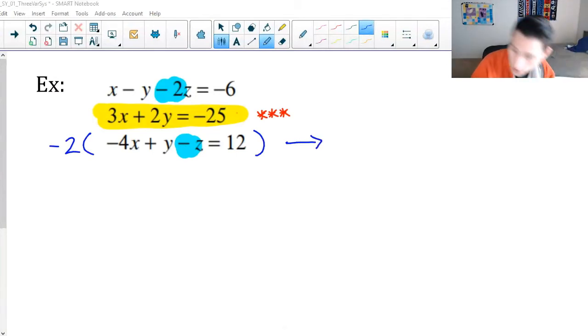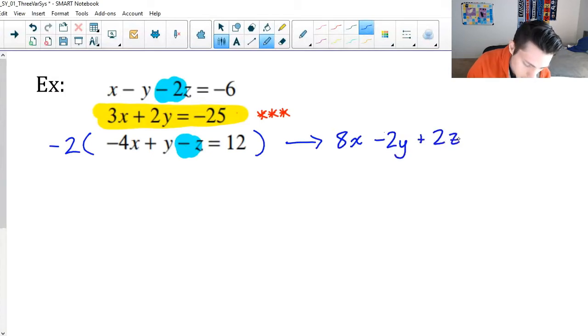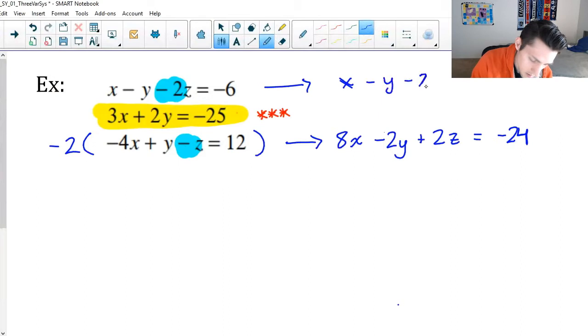So don't forget, you need to distribute that -2 to everything. So that would give me positive 8x minus 2y plus 2z equals -24. This first equation, I don't need to change anything. So I'll just copy it down exactly again.